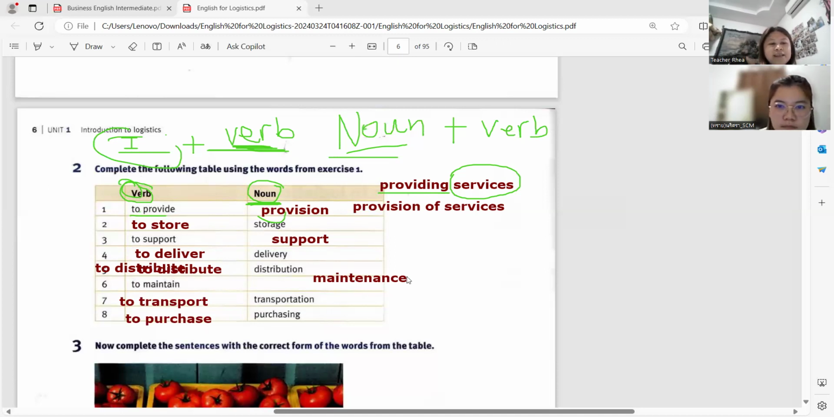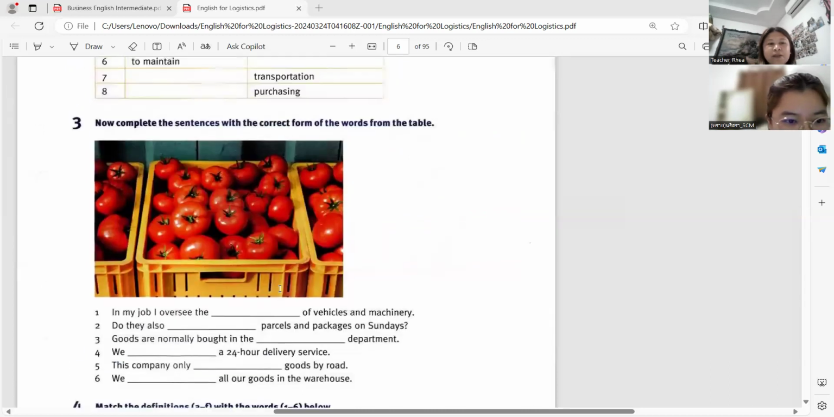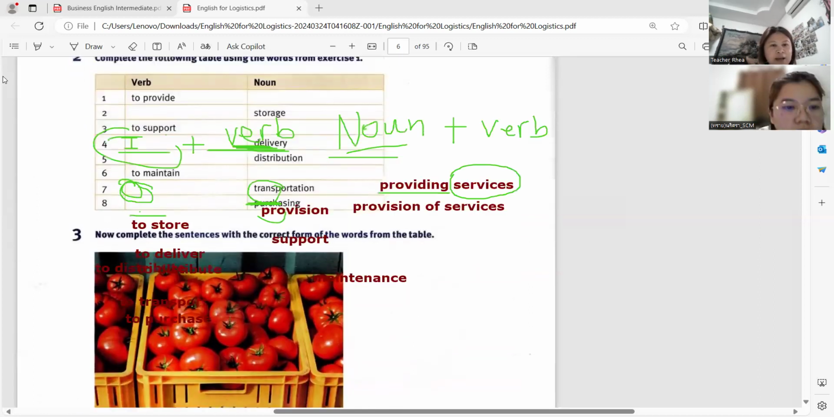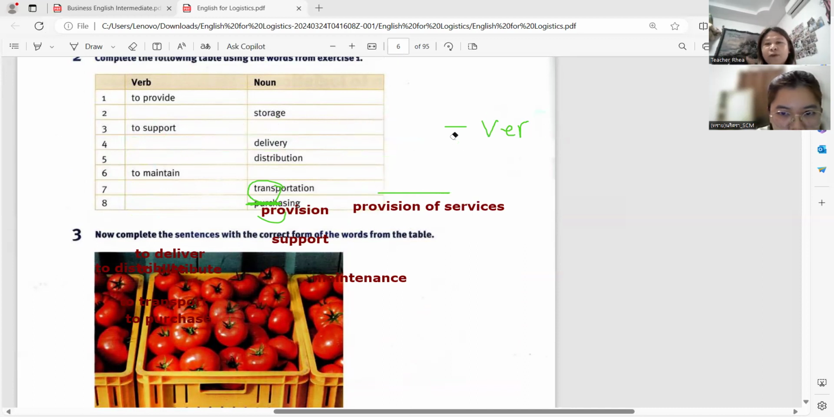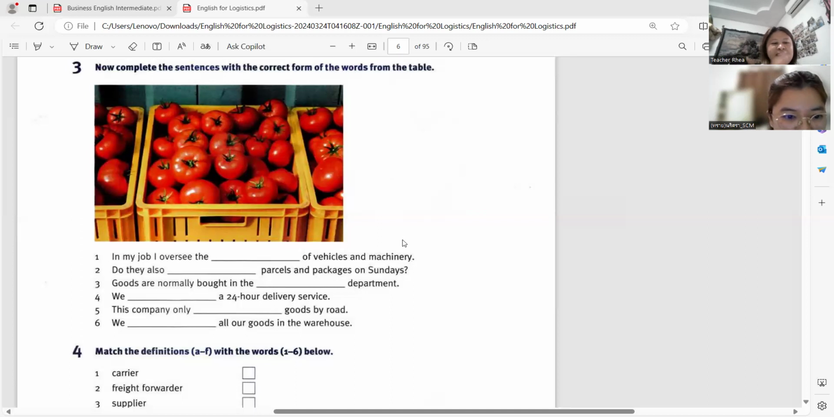Next, let us complete these sentences using the words above. We use the words that we answered above. So if you can remember the words, you can use them in these sentences.